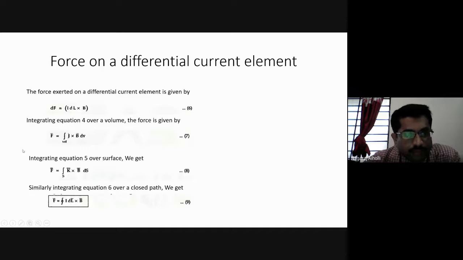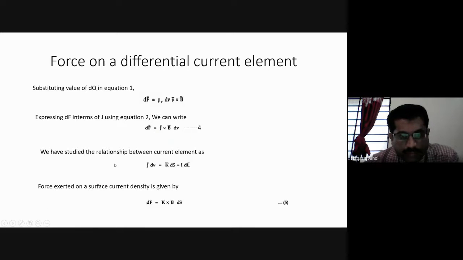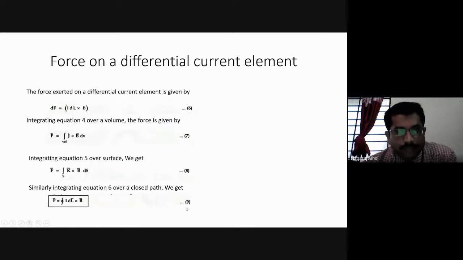This F bar is equal to the volume integral of J bar cross B bar dv. Take it as equation 7. Next, integrating equation 5 over the surface. If we integrate equation 5 over the surface, then the integration of dF bar will be the total force F bar, that is, the surface integral of K bar cross B bar dS. Simple. So F bar is equal to the surface integral of K bar cross B bar dS. Take it as equation 8.